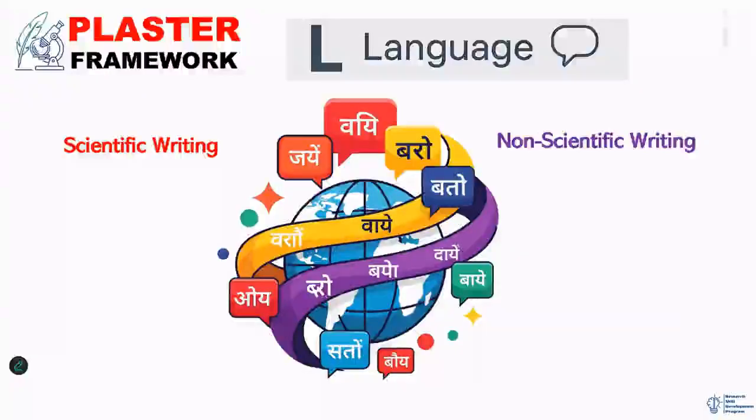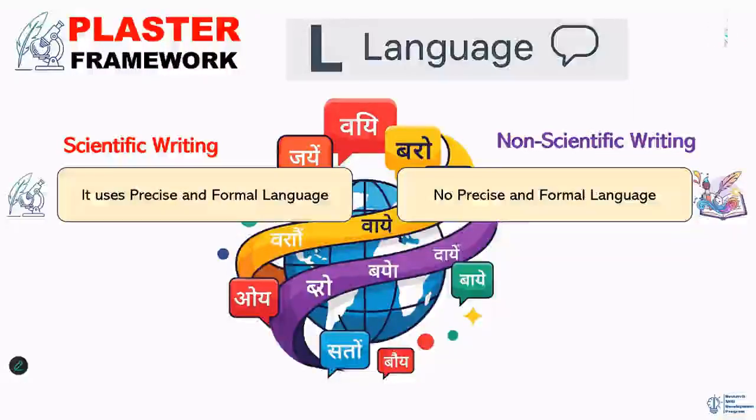Then we'll go to the second one, the language part. Language is another thing which makes a quite strong differentiation between scientific writing and non-scientific writing. Number one, the language we use for scientific writing is very, very precise and very, very formal. However, in non-scientific writing, there is no precision, and no formal language is being used for that purpose.